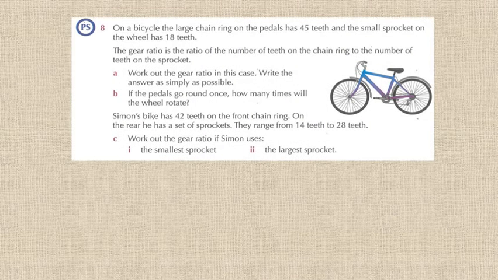So the answer for this question, let's read it first carefully. On a bicycle, the large chain ring on the pedals has 45 teeth and a small sprocket on the wheels has 18 teeth. The gear ratio is the ratio of the number of teeth on the chain ring to the number of teeth on the sprocket. So the gear ratio again is the ratio for the number of teeth on the chain ring, which here is 45, to the number of teeth on the sprocket, which is 18 here.